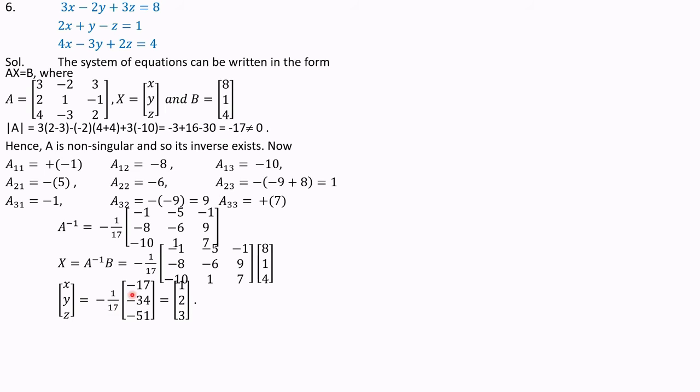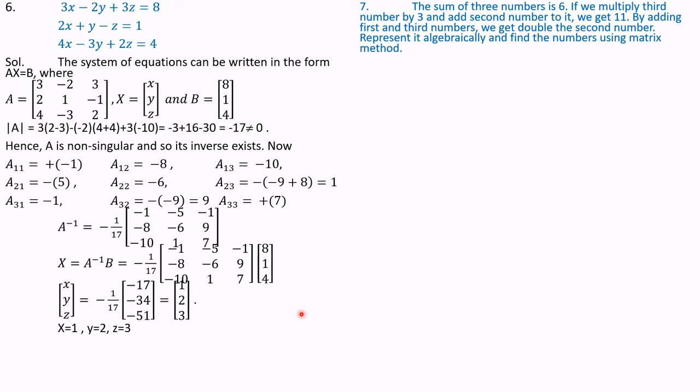So if we simplify this, we get 1 by 17 into 17. Minus into minus is plus 1. Minus into minus is plus. So 34 by 17 is 2. Minus into minus is plus, 51 by 17, that is 3. Therefore, X is equal to 1, Y is equal to 2 and Z is equal to 3, by comparing the elements of the left hand side matrix and the right hand side matrix. That is the solution. Question number 7.